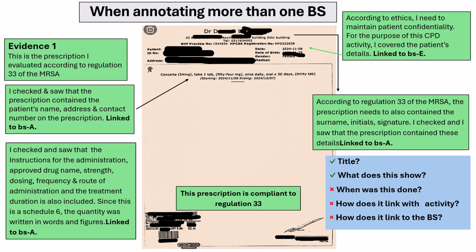Interesting. And then they go on to explain, I checked and saw the instructions for the administration, the approved name, the strength, dosing, frequency, and route of administration, and the treatment duration is also included. Since this is Schedule 6, the quantity was written in words and figures. So now this is linked to behavioral statement A. Okay, interesting. Now, on the right side on the top box, they are also stating that according to ethics, I need to maintain patient confidentiality. For the purpose of this CPD activity, I covered the patient's details. Now I understand, and this is linked to a different behavioral statement. The box in the middle is linked to behavioral statement A.